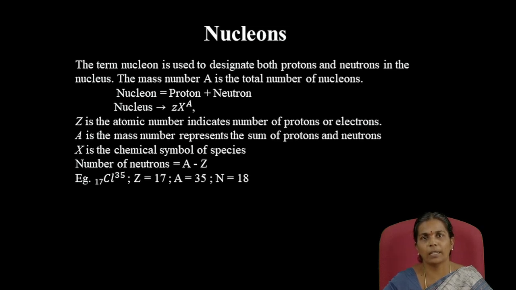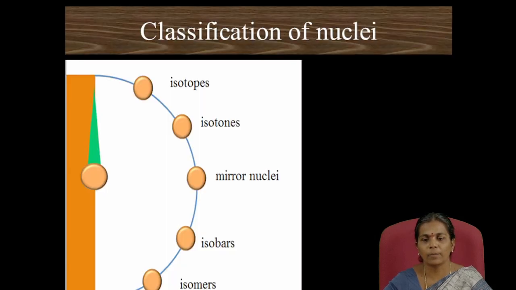Z is the atomic number, A is the mass number. The atomic number indicates the number of protons or electrons. A is the mass number, which is nothing but the sum of protons and neutrons. X is the chemical symbol of the species. So, from this we can calculate the number of neutrons by A minus Z. For example, in a chlorine atom, the mass number is 35, the atomic number is 17. So, the neutron number is 18.